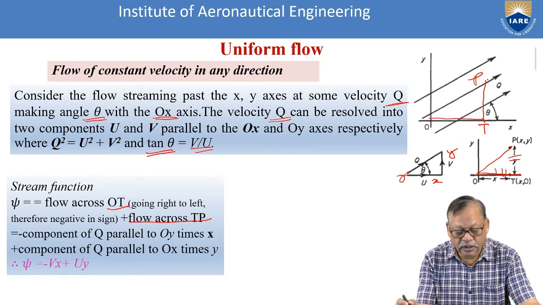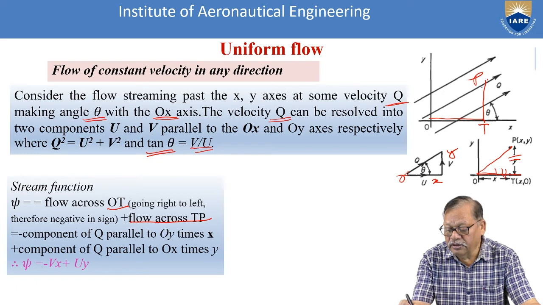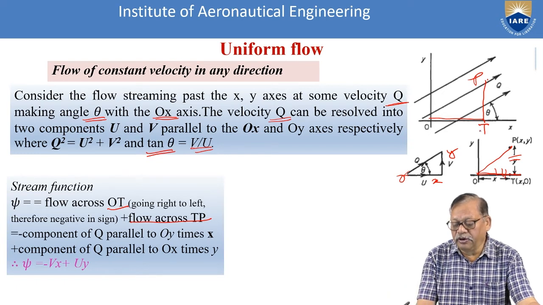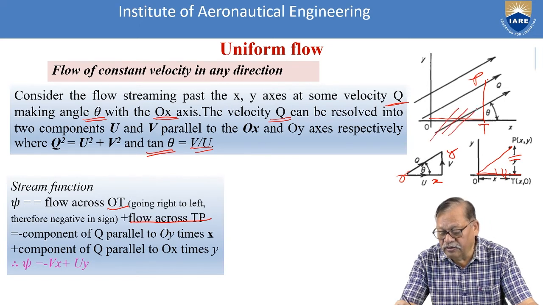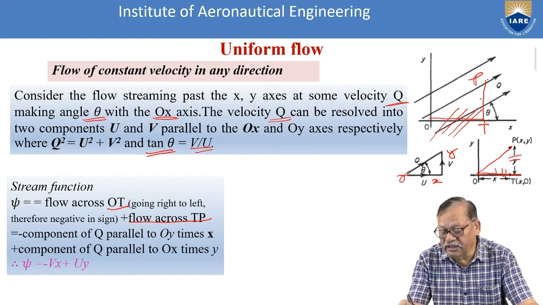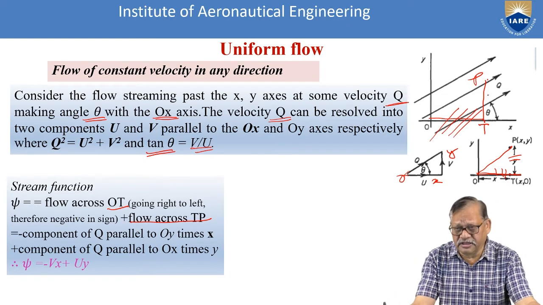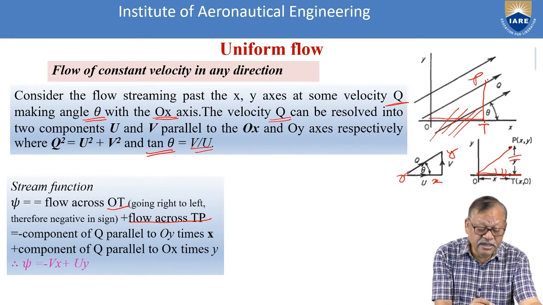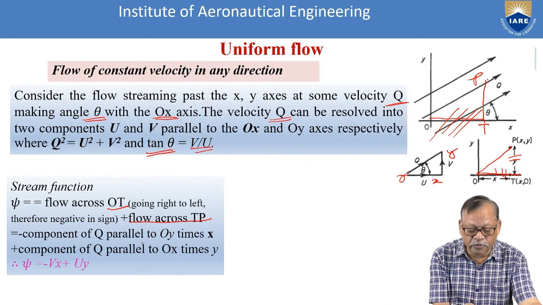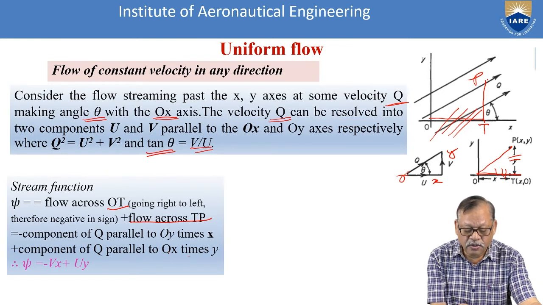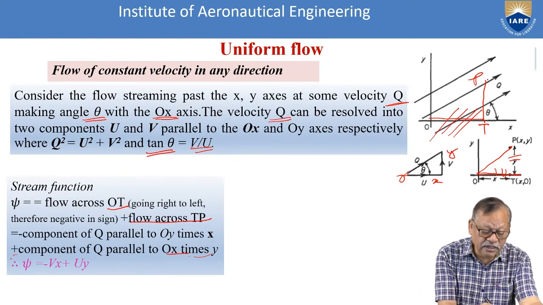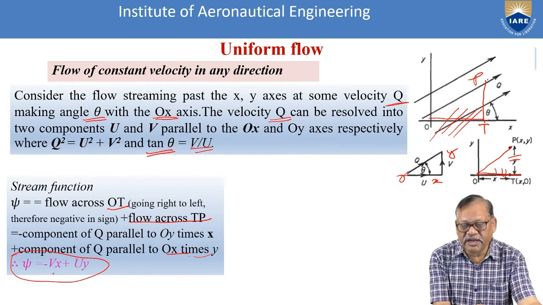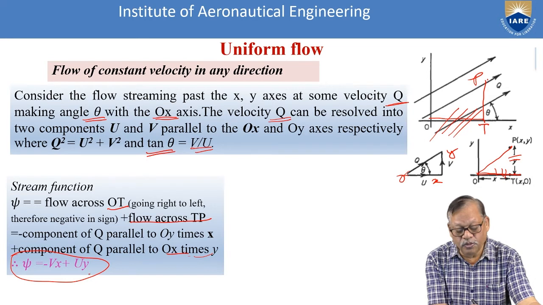Flow across OT, flow across TP. If we consider, obviously you see in this case, some flow is crossing in this direction also, right? Both axes it is crossing. So in this case, we take the component of Q parallel to OX as U x, plus the component of Q parallel to OY as V y. In this way, if we consider the psi value, we get psi equal to minus Vx plus Uy.